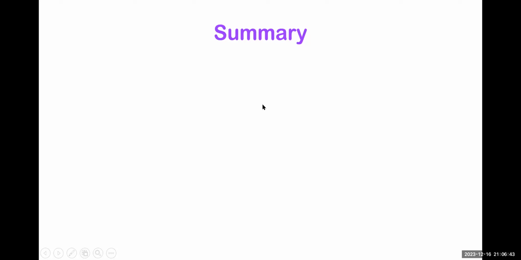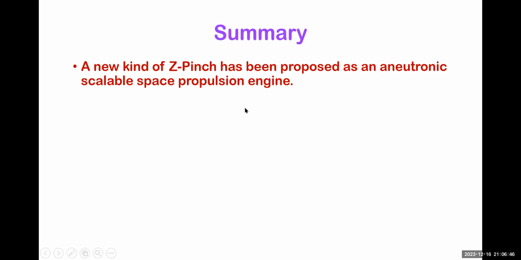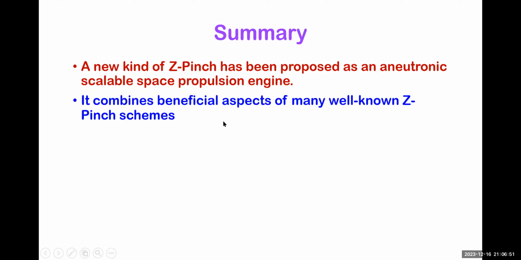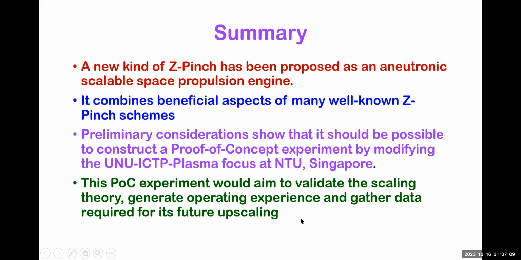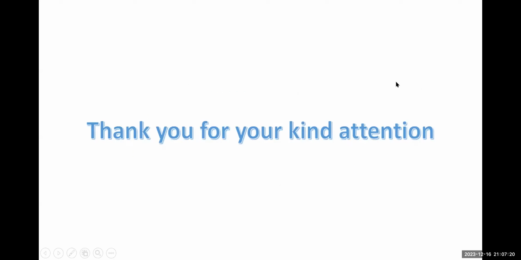So I end my talk with a summary. A new kind of Z-pinch has been proposed as an aneutronic scalable space propulsion engine. It combines beneficial aspects of many well-known Z-pinch schemes. Preliminary considerations show that it should be possible to construct a proof of concept experiment by modifying the UNU ICTP plasma focus at NTU Singapore. And this POC experiment would aim to validate the scaling theory, generate operating experience, and gather data required for its future upscaling. Thank you for your kind attention.